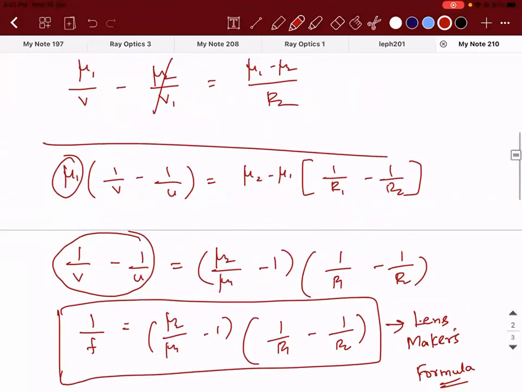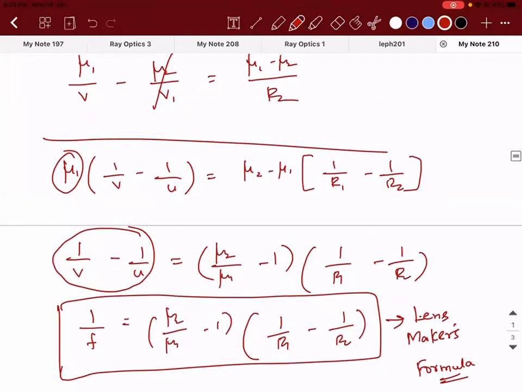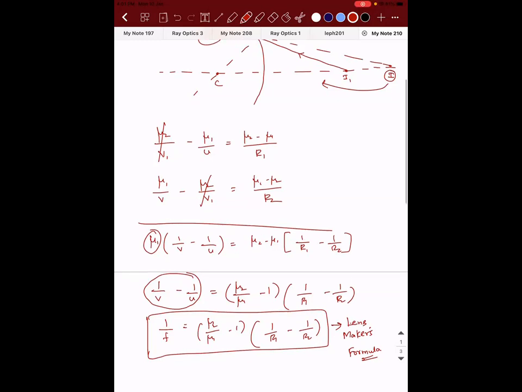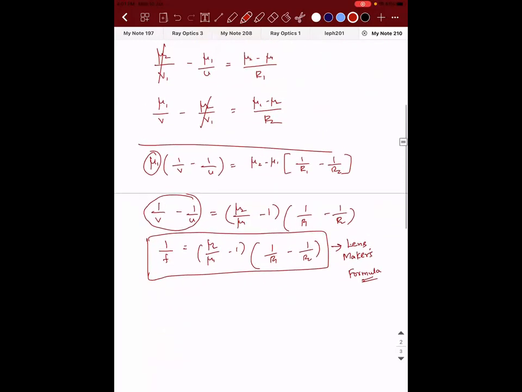This part alone, just take a screenshot. In tomorrow's class, we will do some problems based on the previous two concepts. Tomorrow's class, we'll be doing problems based on refraction at spherical surface and lens maker's formula. These two are very, very important concepts because most of the questions come from these two concepts. So we'll do them tomorrow.